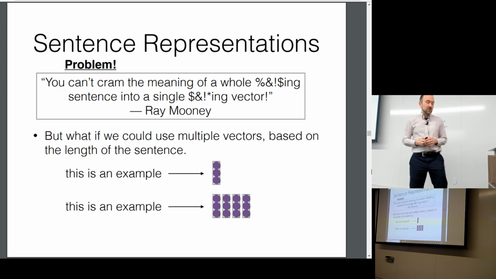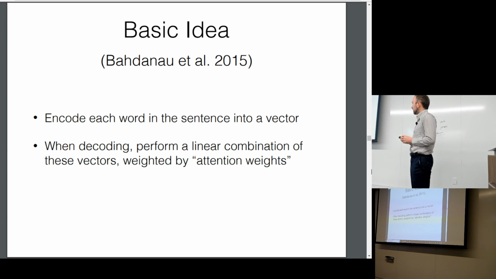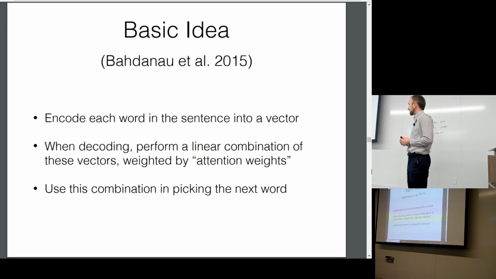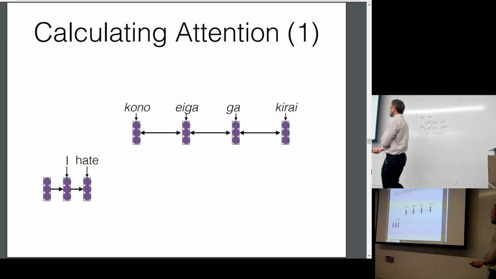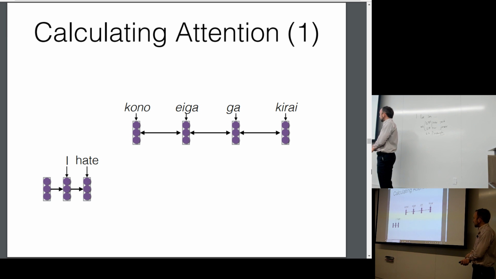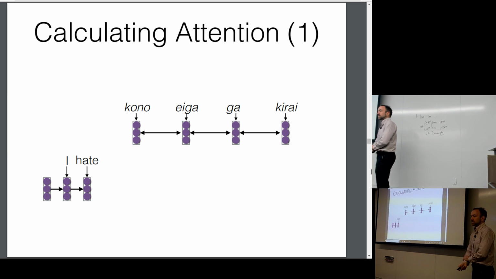So given that kind of intuition, what exactly are we doing? We encode each word in the sentence into a vector. When we decode, we perform a linear combination of these vectors, and these are weighted by something called attention weights. And then we use this combination to pick the next word. So a concrete example: we have the equivalent of "I hate this movie" in Japanese, and we've gotten up to "I hate". So we want to calculate the probability of the next word.